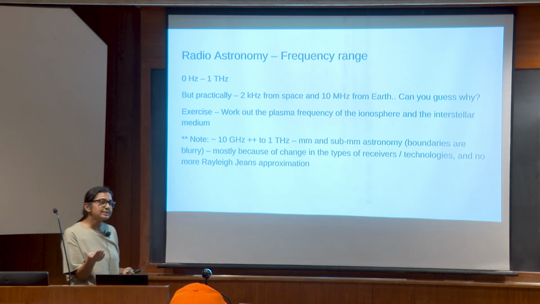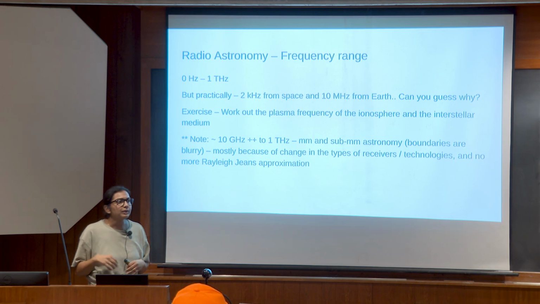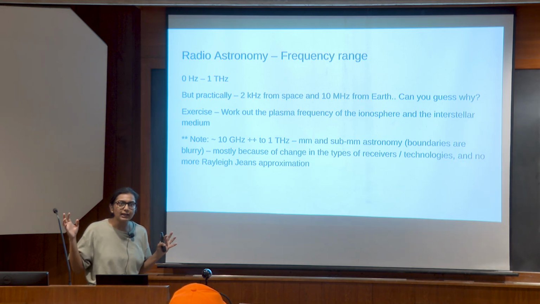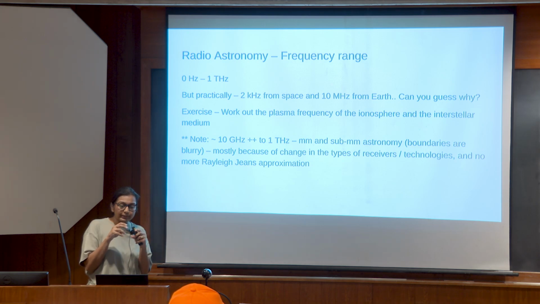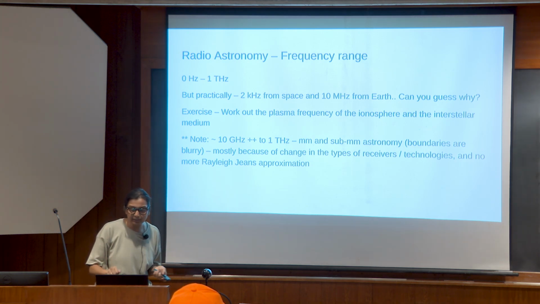And then you will realize that this plasma frequency clearly is not a strict number. This 10 megahertz can be 20, 30 megahertz on a very active day when the sun is very active during the daytime, because there is more disintegration of the ions or molecules in the ionosphere.